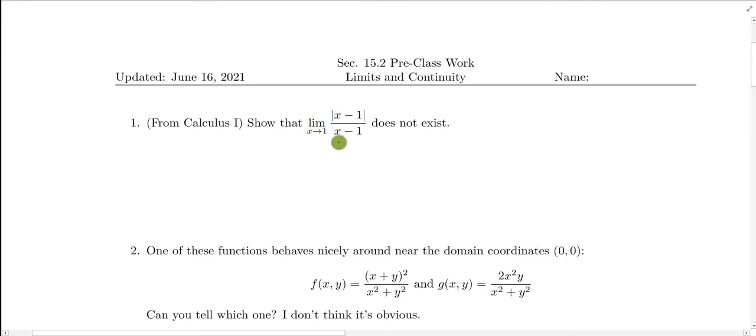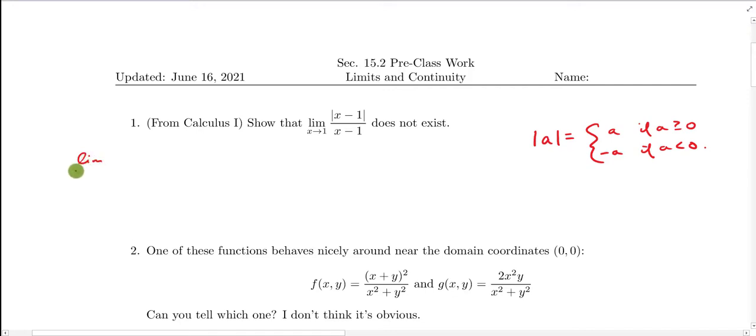Here we have a limit. This is kind of a classic Calculus 1 problem, and let's show that this limit here does not exist. So in order to answer this question, we have to remind ourselves of the definition of the absolute value. Reminder that the absolute value of a is a piecewise function, and it's equal to a if a is greater than or equal to 0, and it's equal to negative a if a is less than 0. And so let's go ahead and tackle this limit problem.